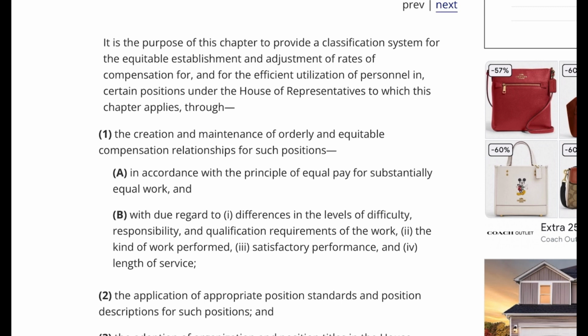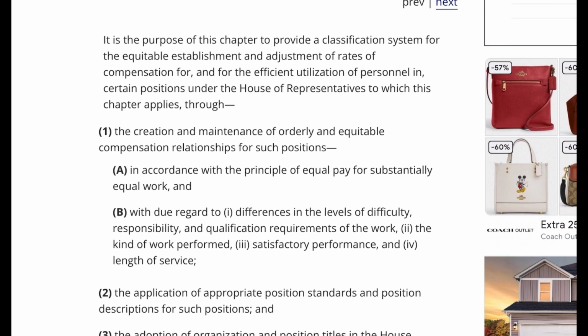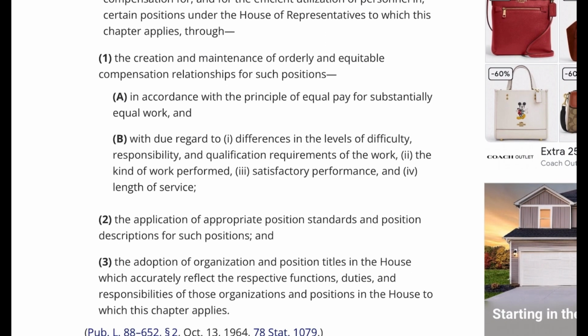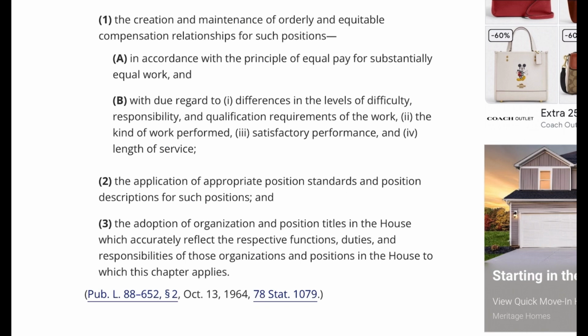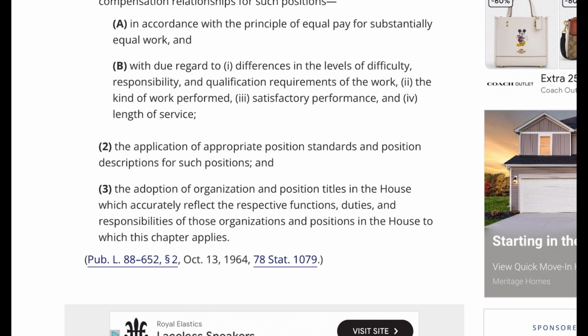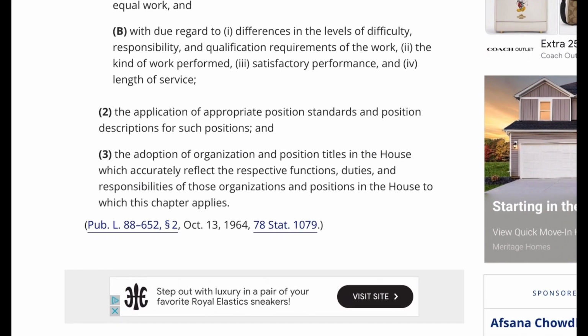The creation and maintenance of orderly and equitable compensation relationships for such positions, a. in accordance with the principle of equal pay for substantially equal work, and b. with due regard to i. differences in the levels of difficulty, responsibility, and qualification requirements of the work, ii. the kind of work performed, iii. satisfactory performance, and iv. length of service, 2. the application of appropriate position standards and position descriptions for such positions, and 3. the adoption of organization and position titles in the House which accurately reflect the respective functions, duties, and responsibilities of those organizations and positions in the House to which this chapter applies.